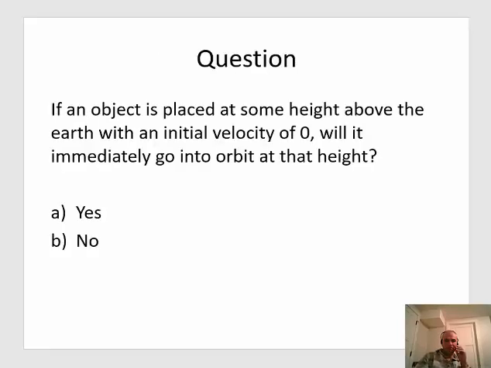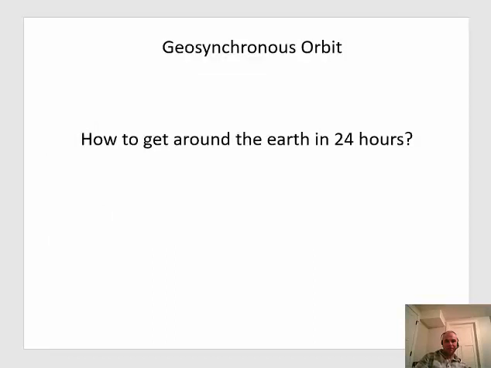Now that we've talked a bit about orbits, I want to mention another orbit that's interesting for an object circling the Earth. It's called a geosynchronous orbit. And why is this orbit important?